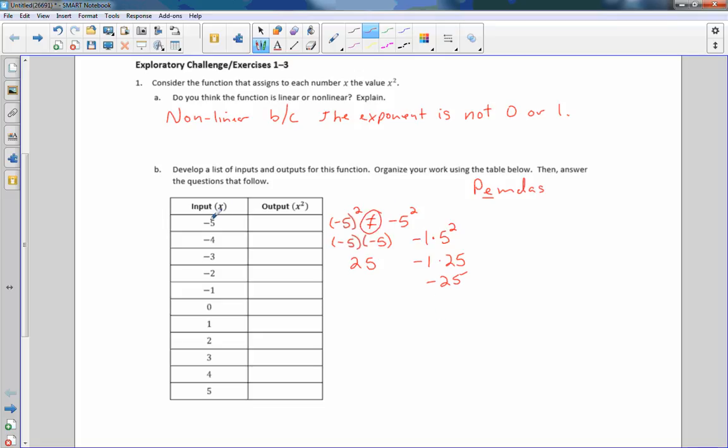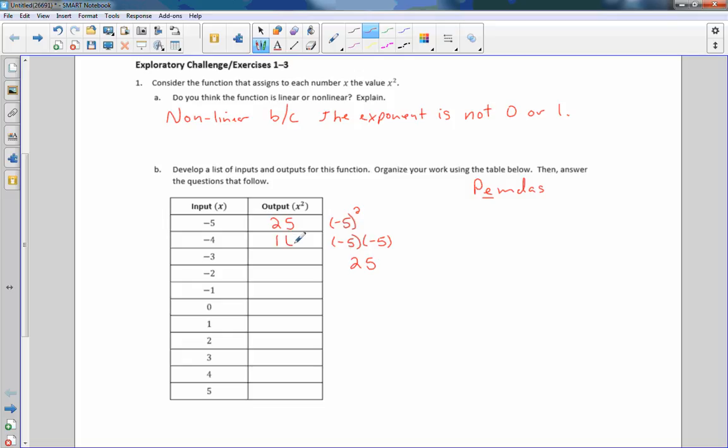So therefore, they are not equal. But if our input is -5, that means we're doing this first version over here. So whenever you square a negative, you don't get a negative, you get a positive. That's all I wanted to explain to you. So if I take the -5 and I square it, -5 times -5 is 25.